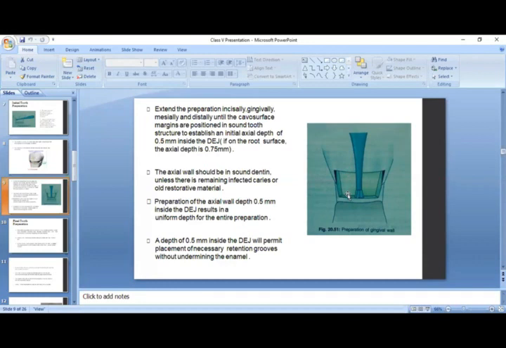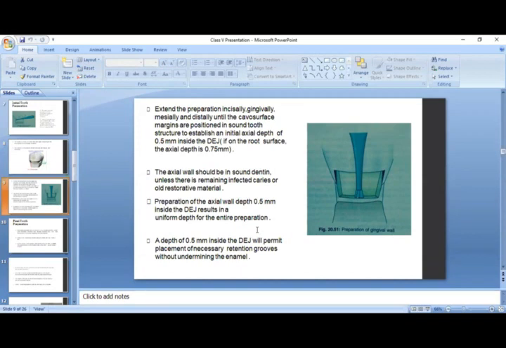And okay, this is the axial wall, right? This is the axial wall. In this axial wall, you can see that the retention grooves can easily be placed, as in the next slides. The axial wall should be in sound dentin unless there is remaining infected caries or old restorative material. So this is basically the axial wall, right? Preparation of the axial wall depth of 0.5 millimeter inside the dentinoenamel junction results in a uniform preparation for the entire preparation. What does that uniform preparation mean?